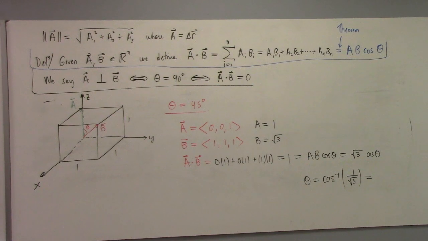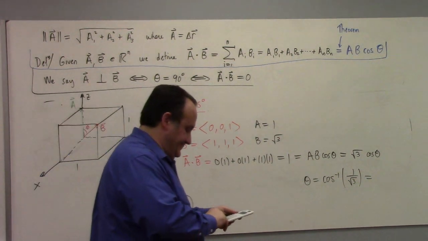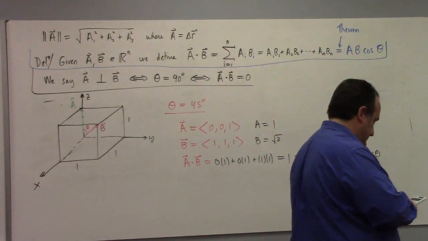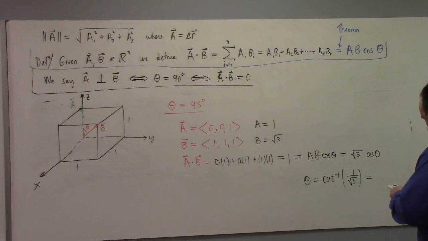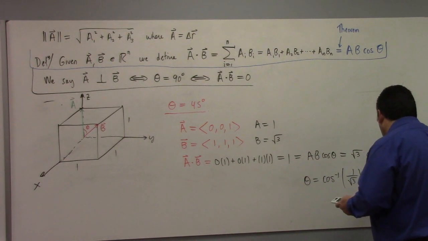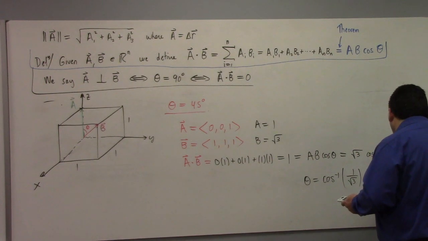Let's see if I'm right. Probably not. Stupid parenthesis. Oh, man. Come on, calculator. Too smart for your own good. Oh, 54.74.